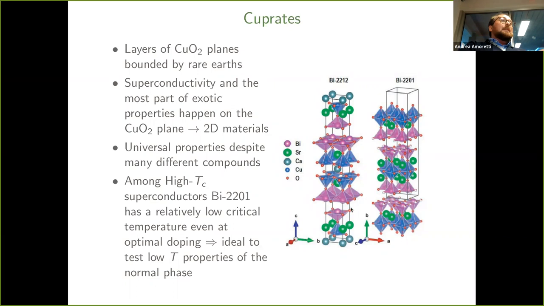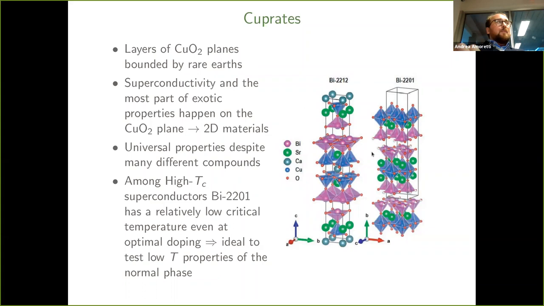So just to let you know what the cuprates are in general, these systems are called either high-Tc superconductors or cuprates because they are like skyscrapers of layers of copper oxide, which are intertwined with rare earth, which sits between one layer and another. So this is a crystal of one of the samples that we have used in our work, which is called BISCO.